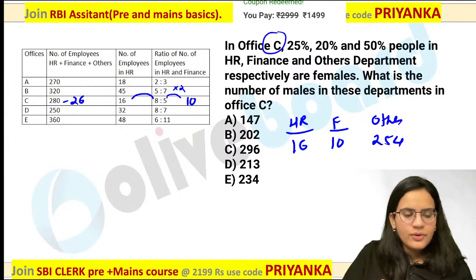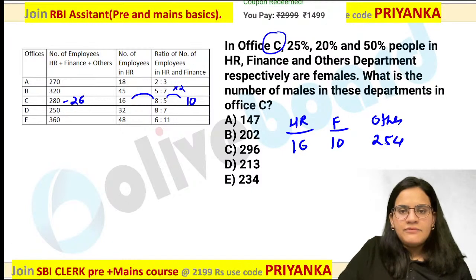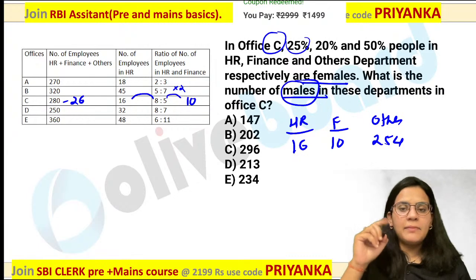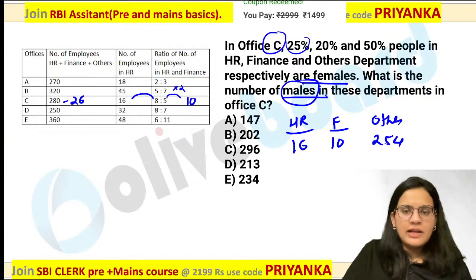Now what is said in your question? They have given you that 25% are female. Now what is asked? They are asking you for the male department over here. So what would be the male value? It would be 75% of this value.